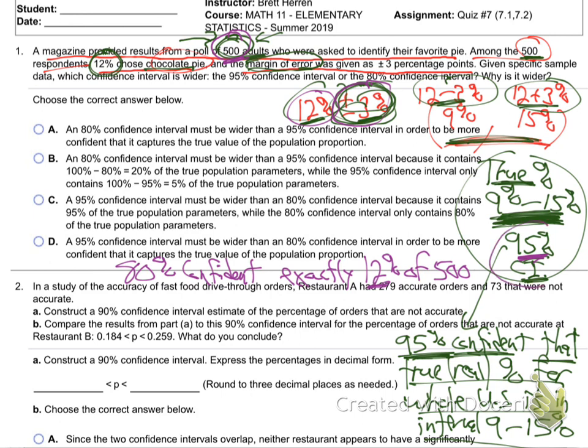And if we wanted to be 95% sure, we realized we needed to subtract 3% and add 3%. Make it a little wider. Say, hey, it's not right in the middle at 12. We're 95% sure it's between 9% and 15%. But if you only needed to be 80% confident, less confident, then maybe you could subtract only 2 and add only 2. So you could say, hey, we think it's between 10% and 14%.